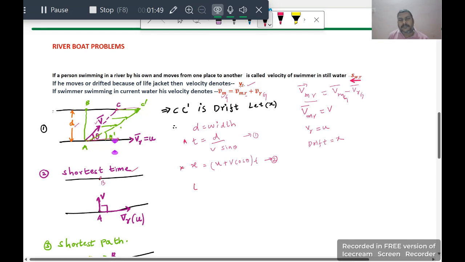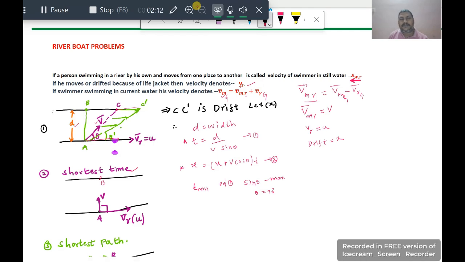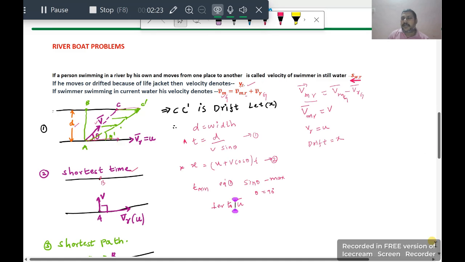To get the minimum time from equation 1, sin theta should be maximum. Sin theta will be maximum, so theta is 90 degrees. That means you need to start vertically to the river velocity. That means perpendicularly you need to start. Perpendicular to the river velocity you need to start. So then you will reach the opposite bank.